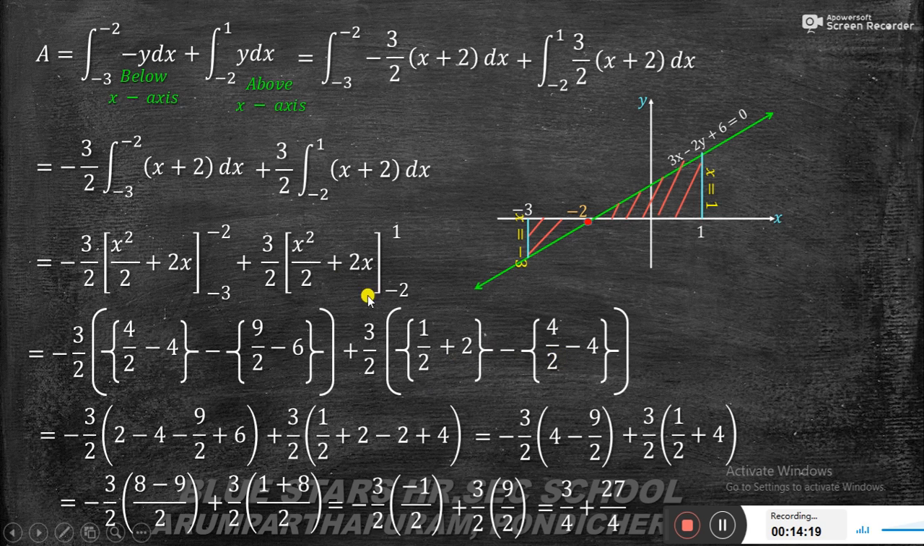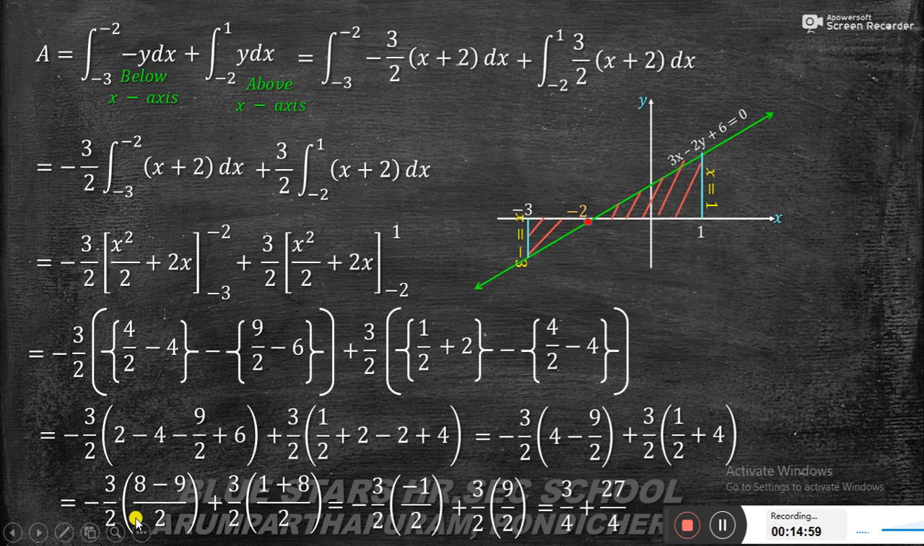4 by 2, 2 into minus 2 minus 4. So the next step, minus 3 by 2 into 4 by 2 means 2 minus 4. Next we multiply minus 9 by 2 plus, minus into minus plus 6. So plus 3 by 2 into 1 by 2 plus 2 minus 4 by 2 means 2 minus 4 means minus 2 plus 4, equal to minus 3 by 2 into 2 minus 4, 2 plus 6 means 8, minus 4, minus 9 by 2 plus 3 by 2 into 2 plus 2 minus 2 is 0, next 1 by 2 plus 4.